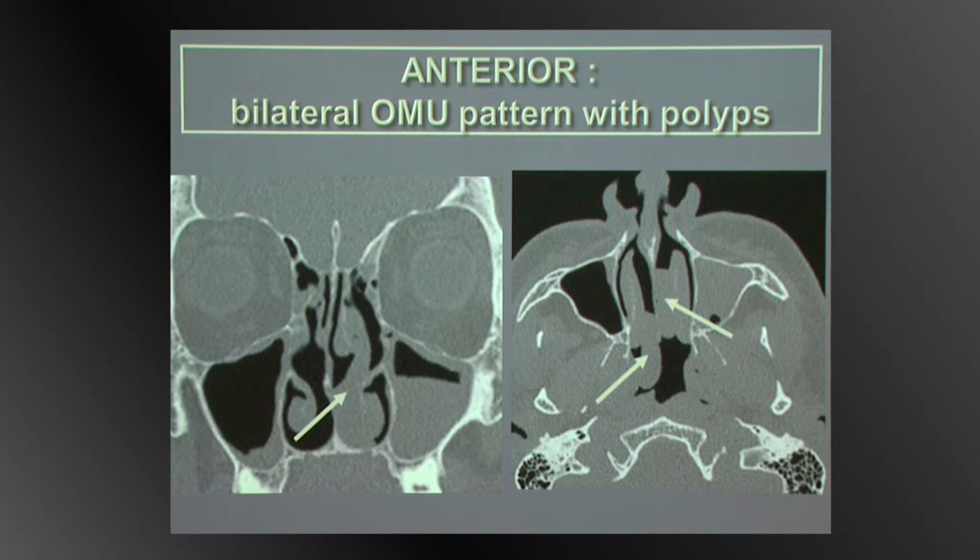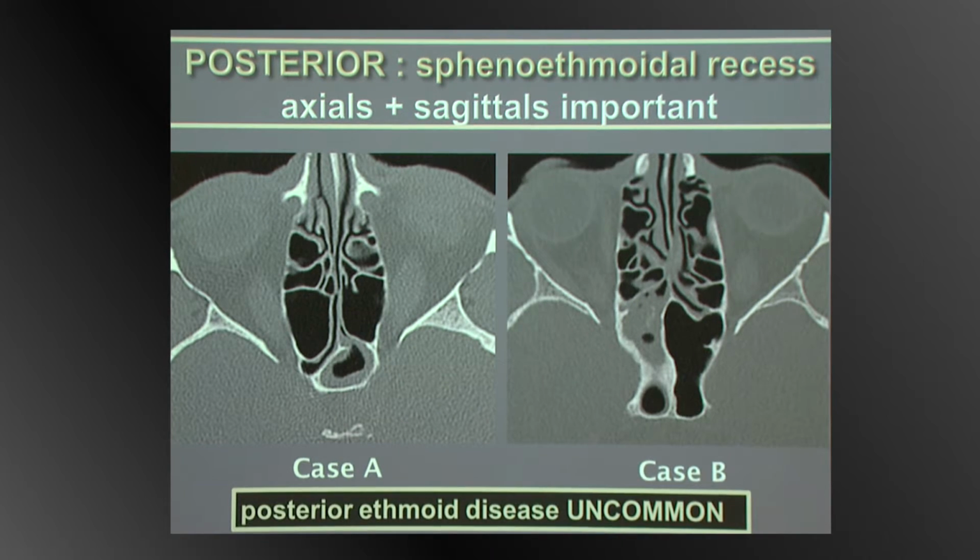Bilateral osteomeatal unit pattern with nasal polyps. Look on the axials again for polyps as well as the coronals and sagittals. I tend to look with MIPs and they help. And we've got 2 cases of sinusitis occurring in the posterior sinus groups. Case A, the left sphenoid sinus. Case B, the right sphenoid sinus.